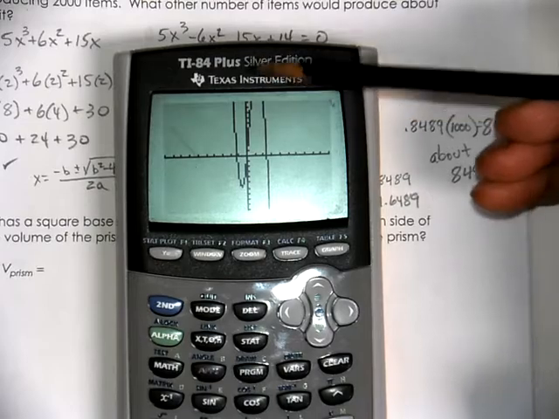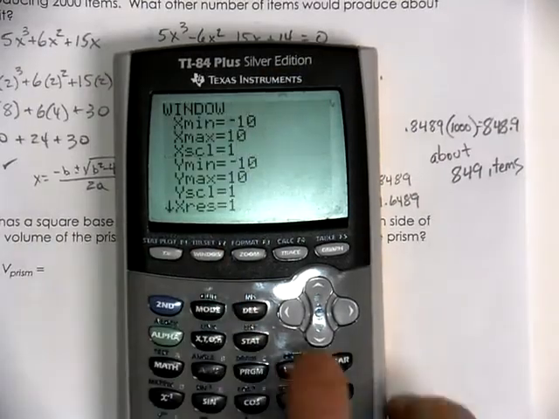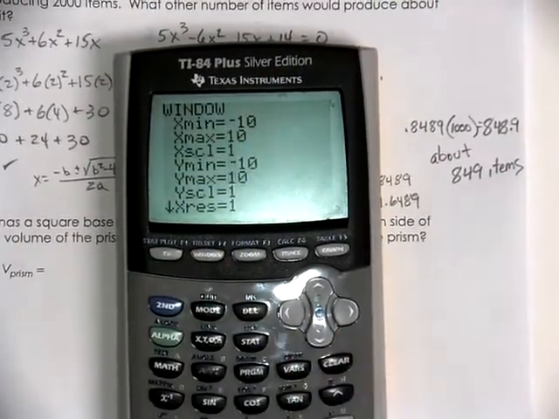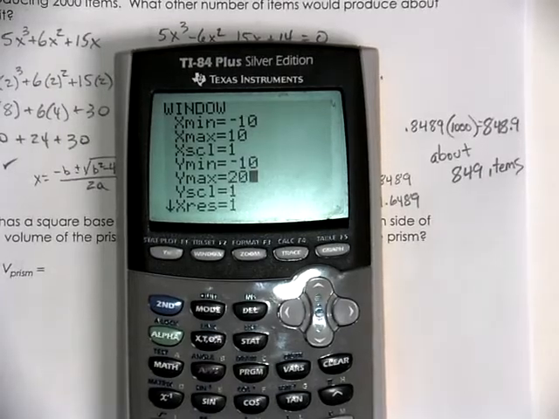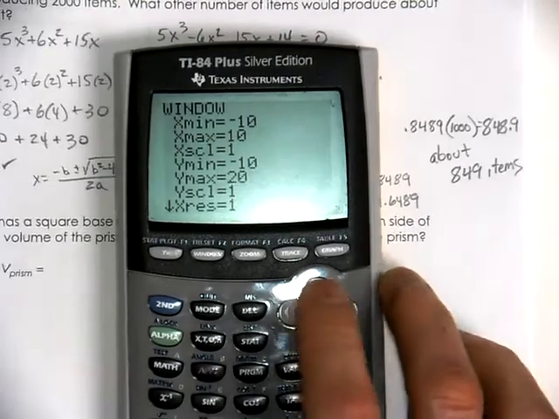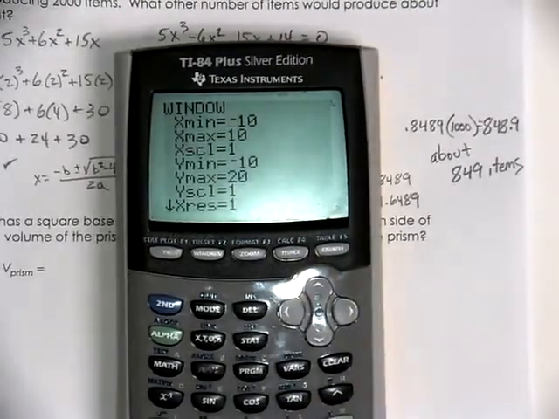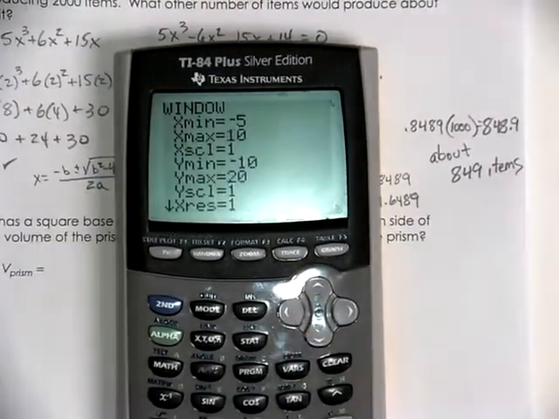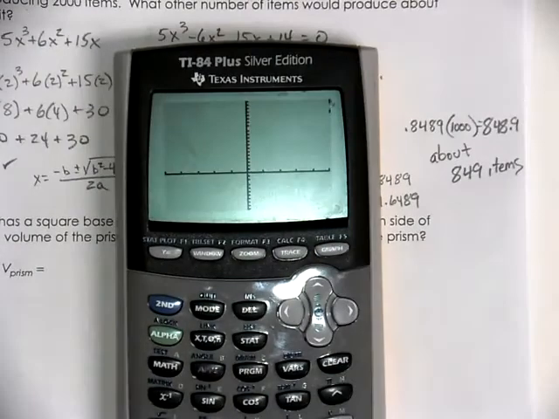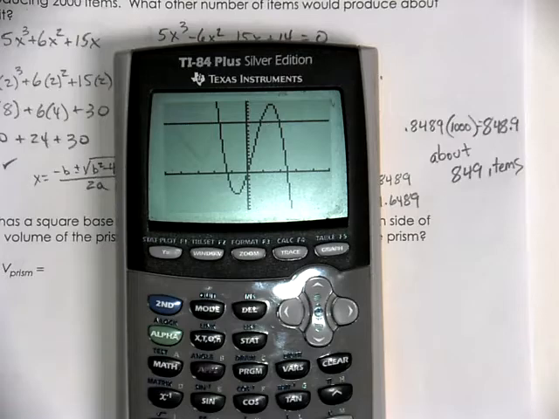So we need to make our window a little bit bigger. We're going to go to window and make the y value bigger than 14. Make it any number bigger than 14. I'll make it 20. While I'm here, I might as well change up my x value so we can stretch this graph out a little bit. So this swings it out a little more, a little easier to see. And there we have it.